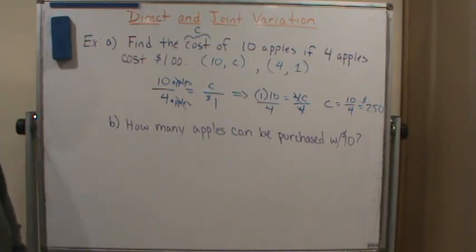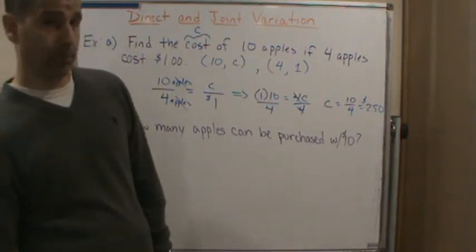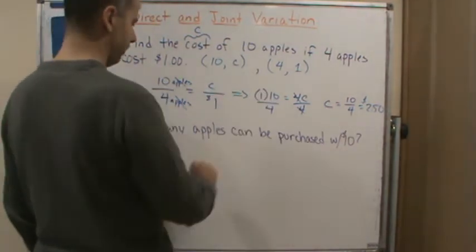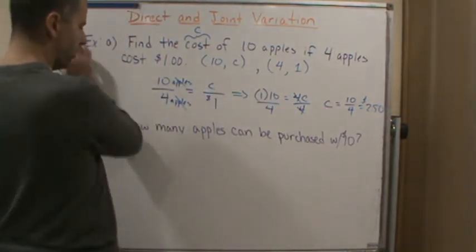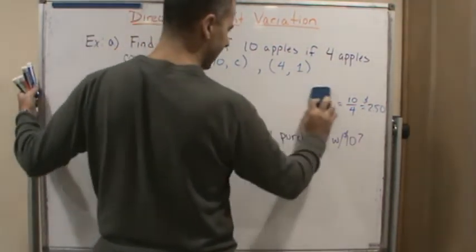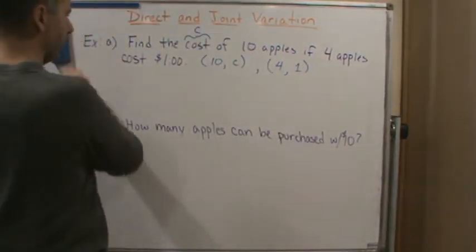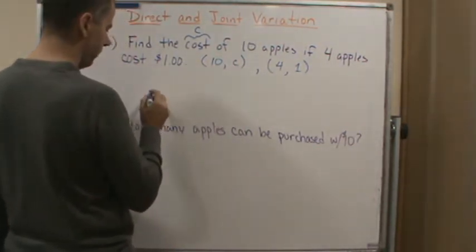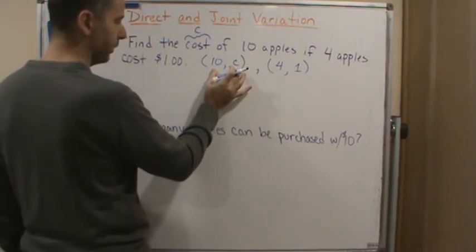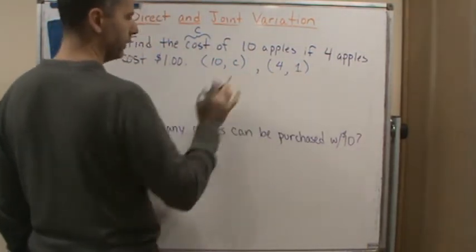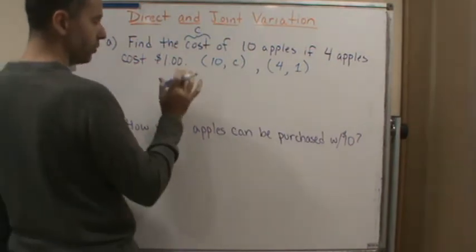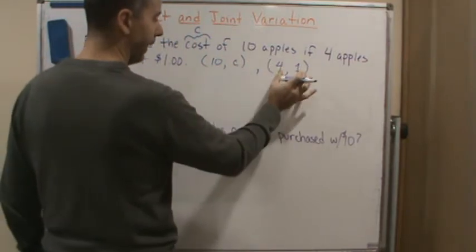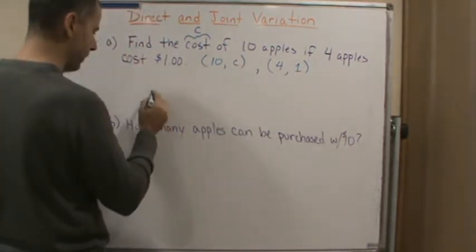Now, there's another way to set up a proportion. Let me show you the other way you could set this up, and you'll get the exact same answer. Instead of using one pair for the numerators and one pair for the denominators, we can also set it up by using one point for one ratio and the other point for the other ratio. What do I mean by that? Let me show you.